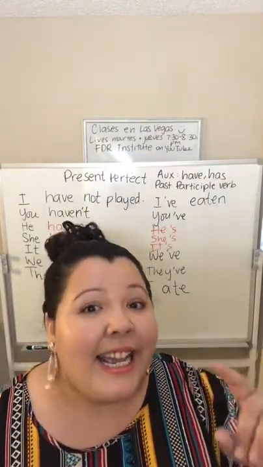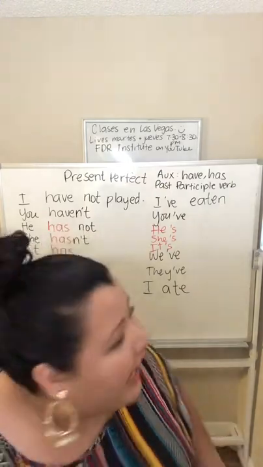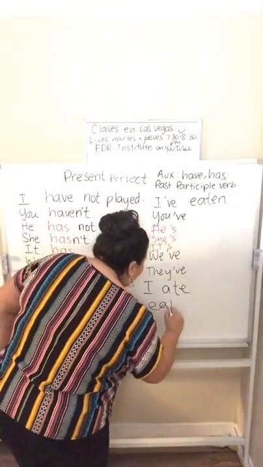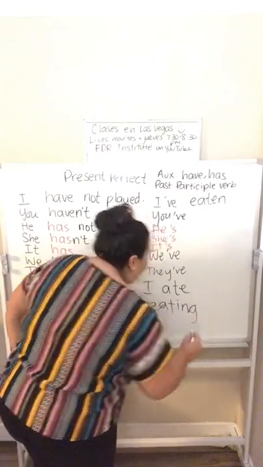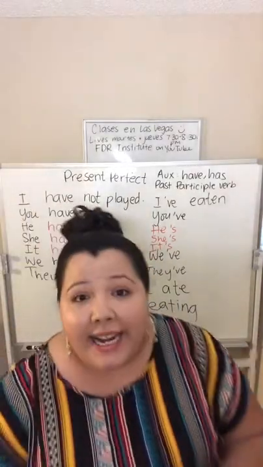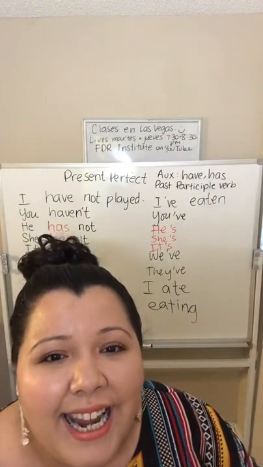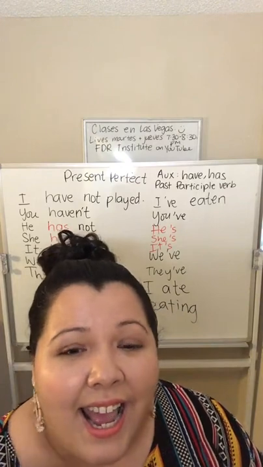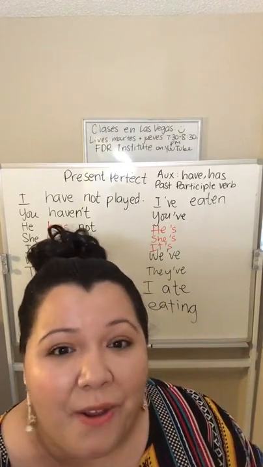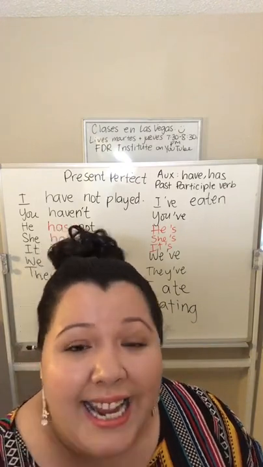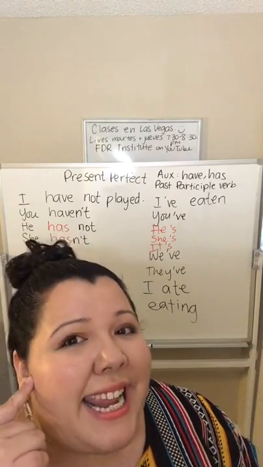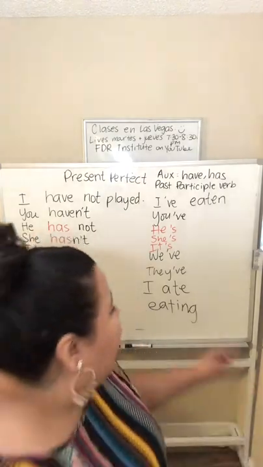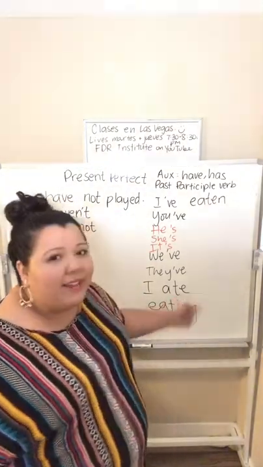Now, quiero que cambiemos a la forma ing, eating. Escuchen la diferencia de eaten, eating. So, I have eaten, he comido, right? He's eaten, ha comido. Pero escuchen eating. Ese es el ing del verbo, con el ing, eating.